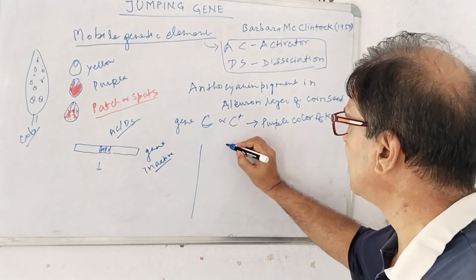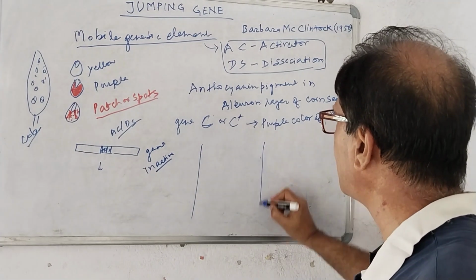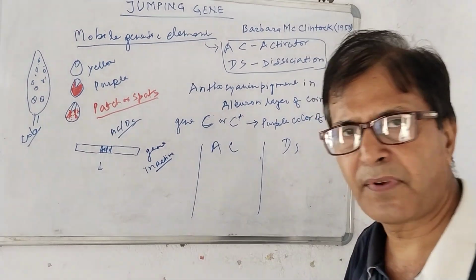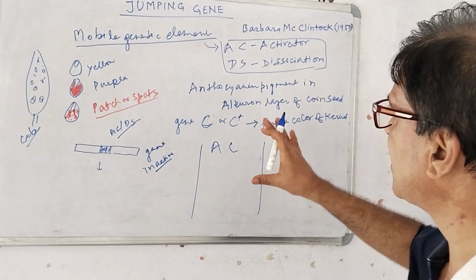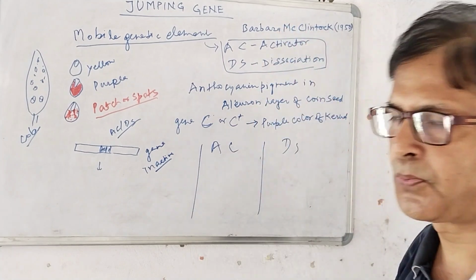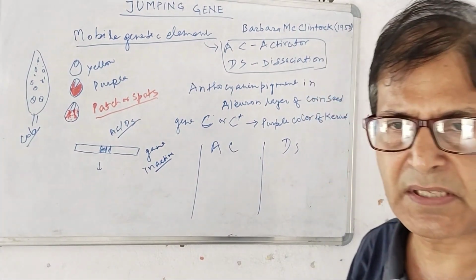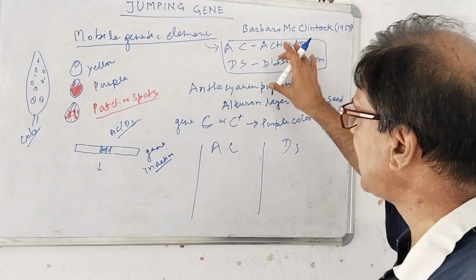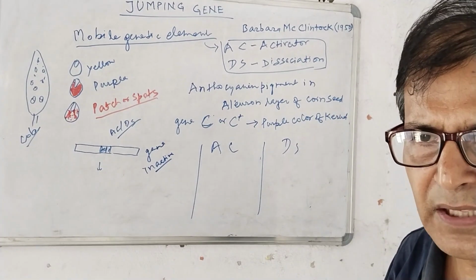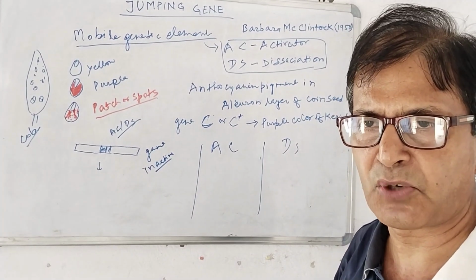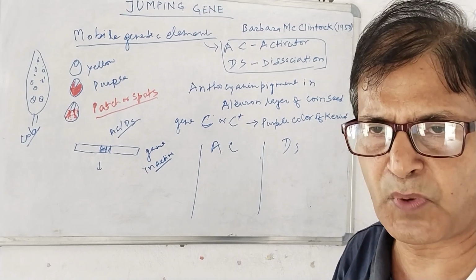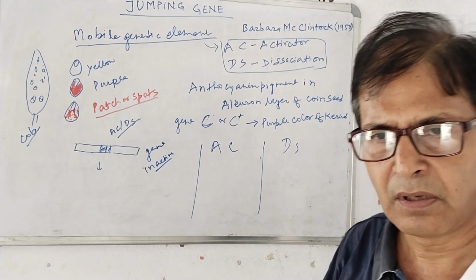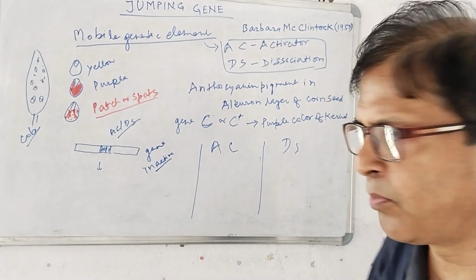here there are these two elements, activator and dissociator. Here is the activator, here is the dissociator. Activator and dissociator are transposable elements. We have discussed in our last lecture what transposable elements are. AC and DS are transposable elements, specific gene sequences that can change their place from one place to another, either within the chromosome or they can also make interchromosomal movement.